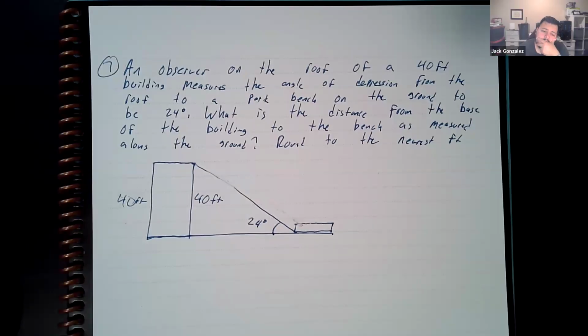Yeah, I think you're right. Let me think about that. Let me read this again. An observer on the roof. There's an angle from the roof to a park bench. Because, yeah, we're looking down. That does make more sense to me. But let me double check. I don't have an answer key, so let me think.